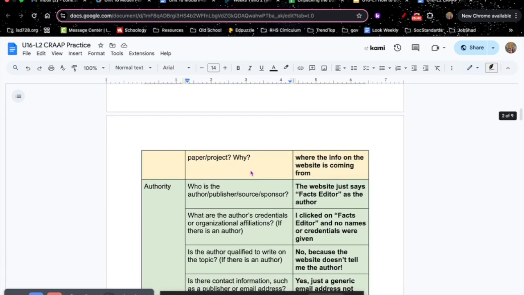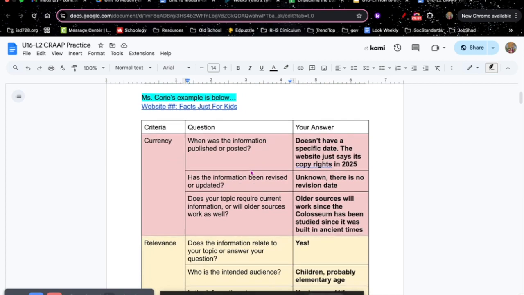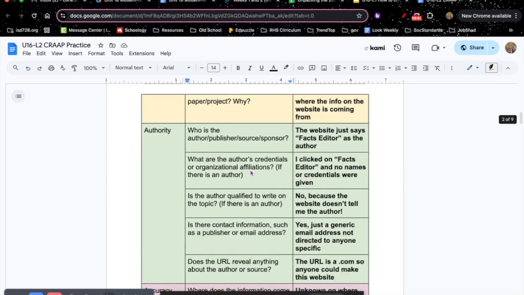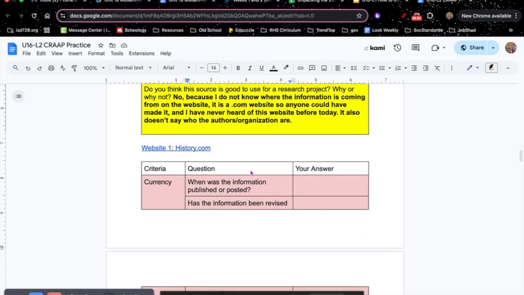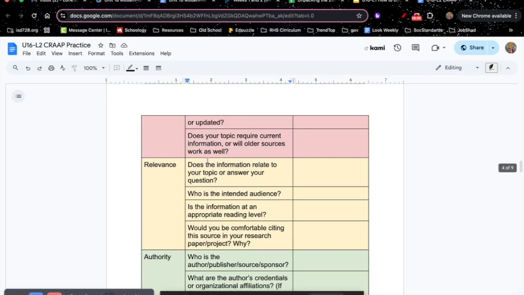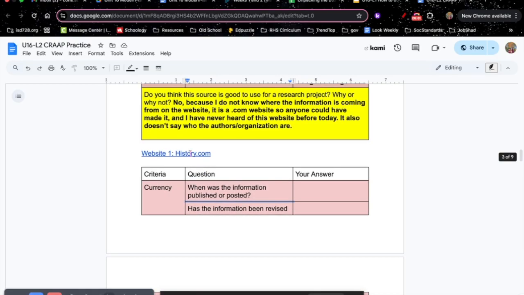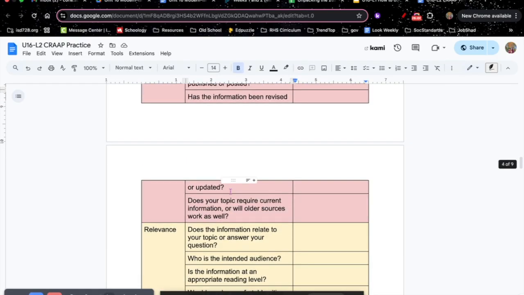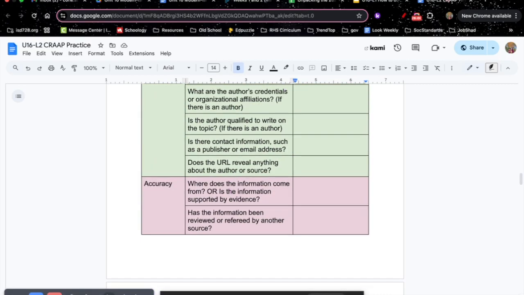So you'll see here that there's a bunch of questions. These are the questions that we just went through in the slideshow. You're going to take a look at whichever website you want to choose. Again, there's 3 of them you can choose from. The other 2 are down here. And then you're going to answer the questions over in this box here. And these are all the questions we just went through on the slideshow.